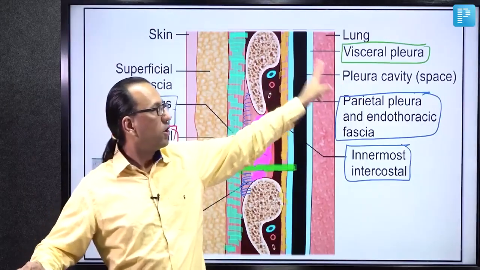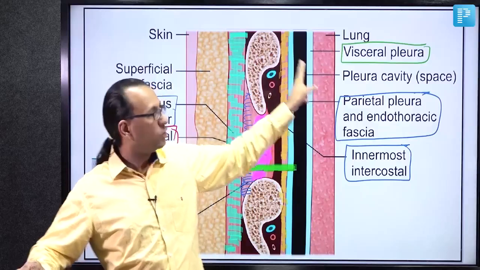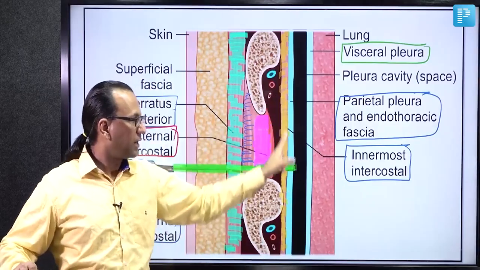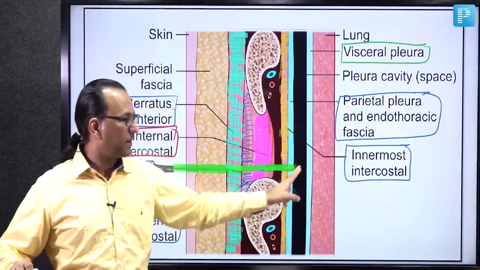It will become hydropneumothorax. That you don't want. So you cannot puncture the visceral pleura. You just puncture the parietal pleura, and then it is the pleural effusion fluid you can aspirate from here.